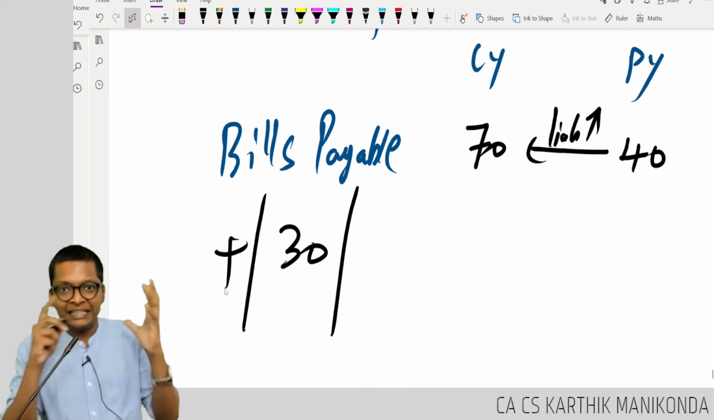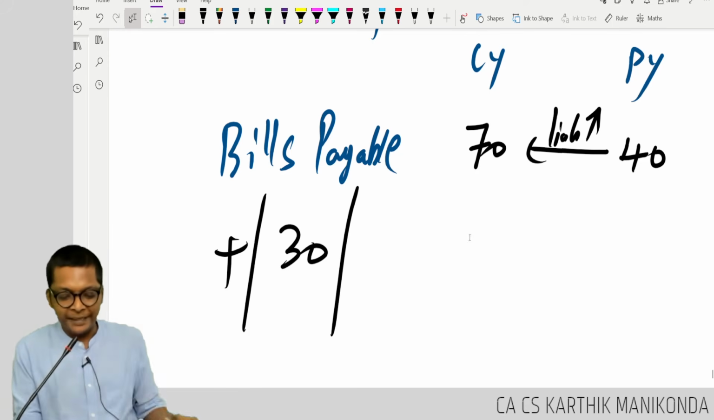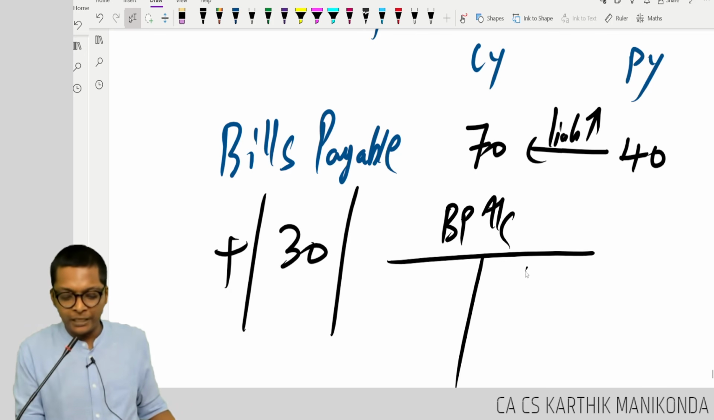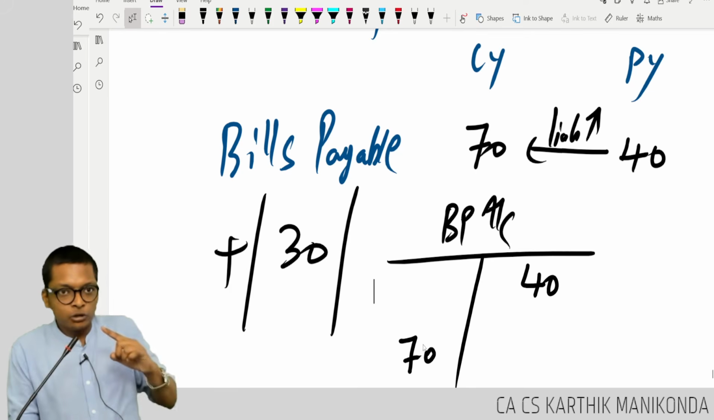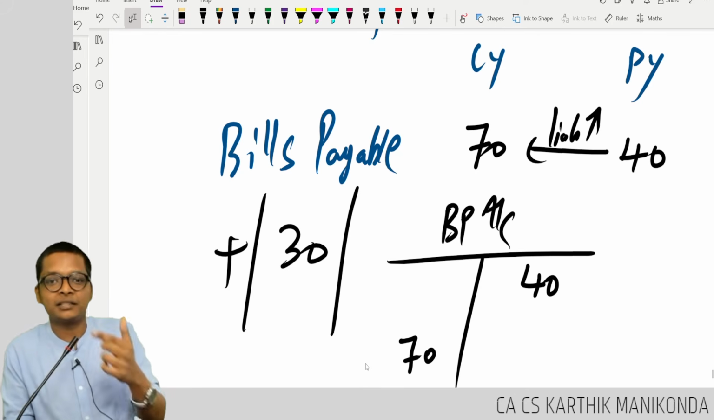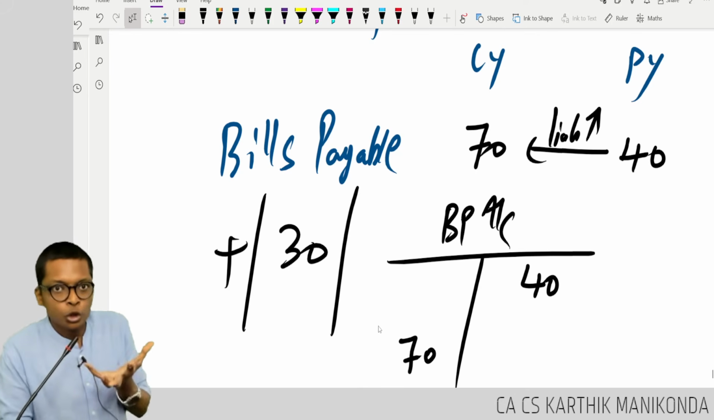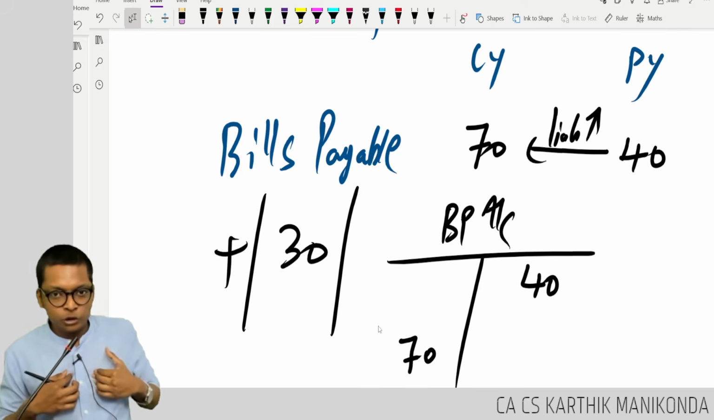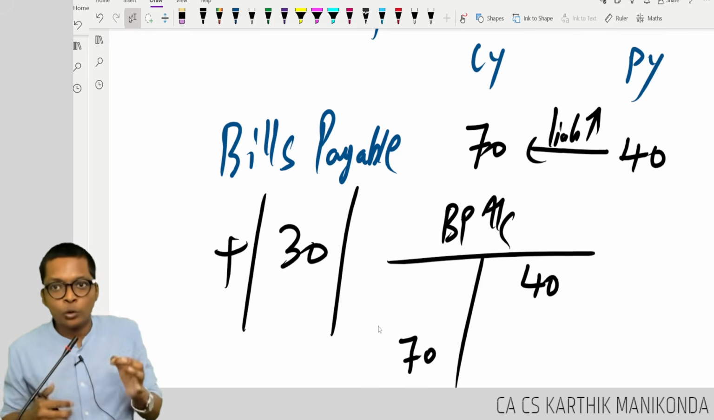Second concept, detailed concept. Bills payable ledger, put it, guys. Bills payable ledger, opening how much? Closing. That means you have issued new bills. To whom will you give bills? To my creditors. That means when you purchase goods, credit purchase, you will give bills.